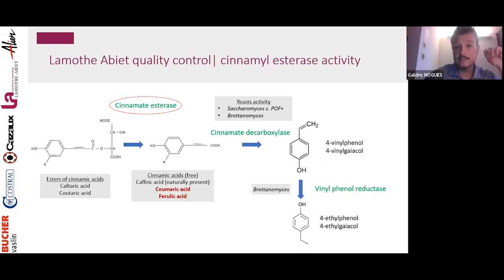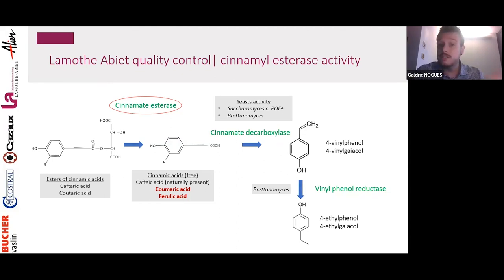Another point is the cinnamoyl esterase activity. To make it easy, cinnamoyl esterase activity by itself is not a problem. The problem is that it creates a reaction if you have any further spoilage of the wine. It all starts with esters of cinnamic acid, so caftaric and coutaric. If the bacteria or even the yeast is cinnamoyl esterase positive, then it will transform these esters of cinnamic acids into cinnamic acids, so caffeic, coumaric, and ferulic. Most important are coumaric and ferulic.